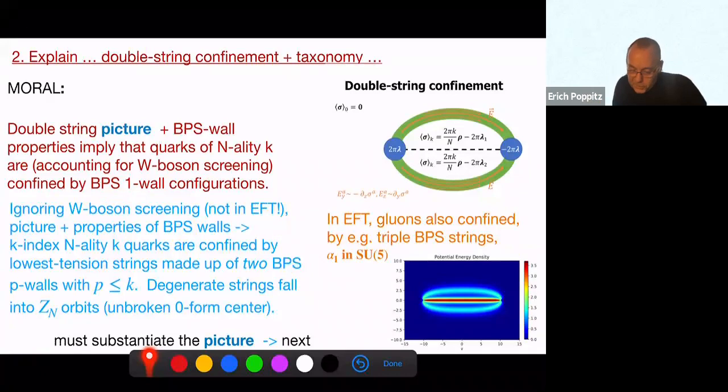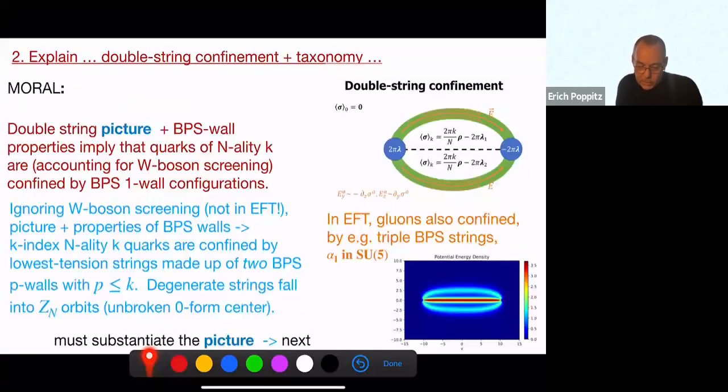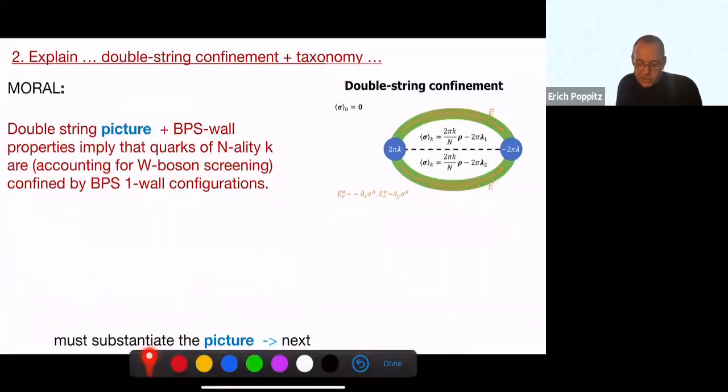And in the effective field theory, also gluons are confined. For example, if you take a W boson in SU(5) of charges alpha 1, which is in the root lattice, then you get some triple string configuration. This is just for amusement, but it's well known that in abelian confinement root charges are also confined. But of course, in the full theory, you expect that to go away. So in any case, my goal next is to substantiate the picture.